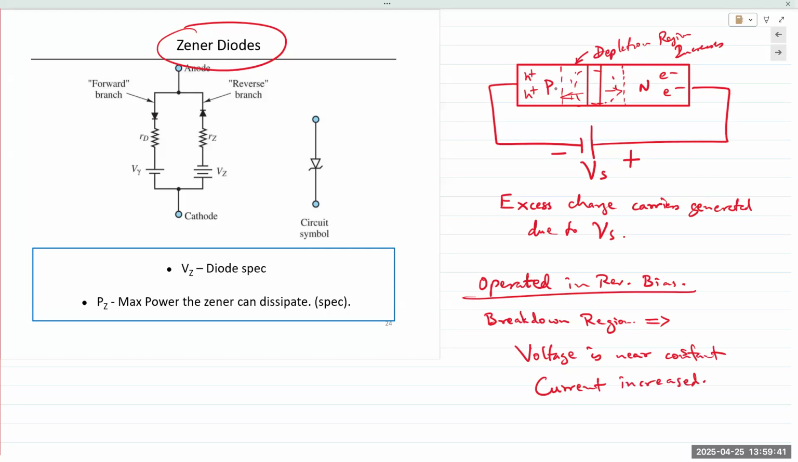Okay, so the Zener diode can be modeled in the forward branch. It can be modeled as two diodes in parallel, both facing in the opposite direction. In the forward bias, the diode acts like a normal diode with a diode series resistance and the diode voltage drop. When you apply a reverse bias, it again behaves like a regular diode, and it will have some resistance. That resistance is known as the Zener resistance RZ. And then more importantly, the voltage at which breakdown occurs is known as the Zener voltage.